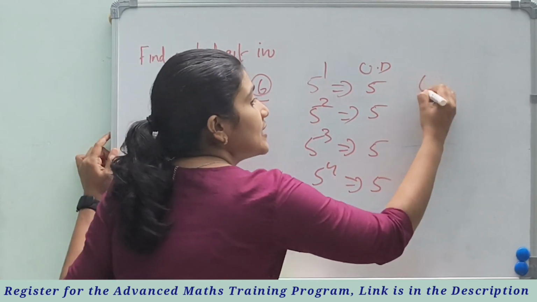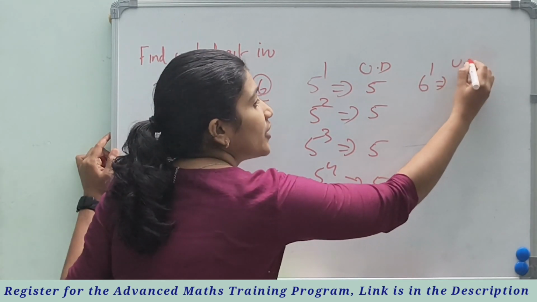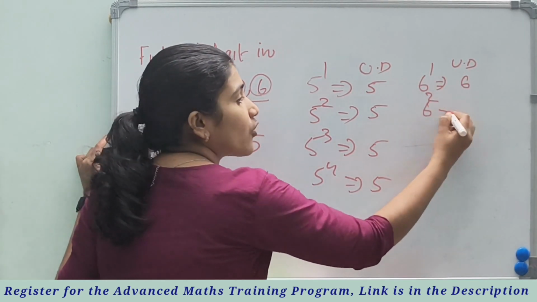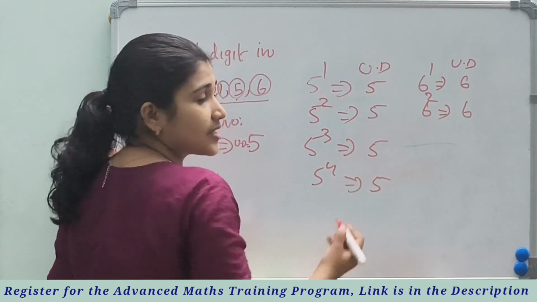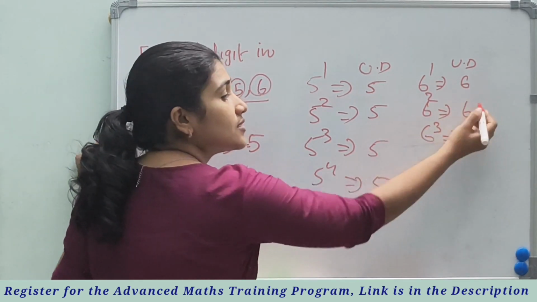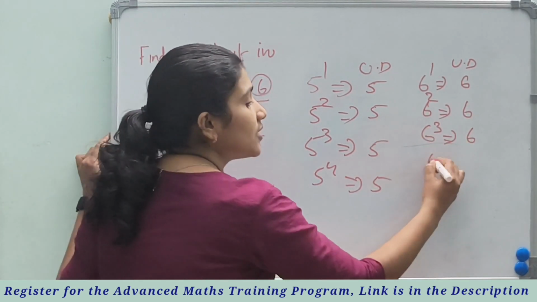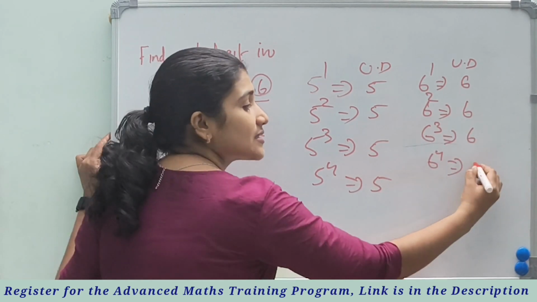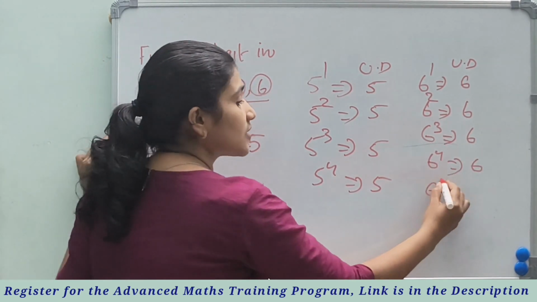Now if you look at 6 raised to 1, unit digit is 6. 6 square, 36, unit digit is 6. 6 cube means 6 into 6, again 36 here. 6 raised to 4, 6 into 6, again 36 here. 6 raised to 5.